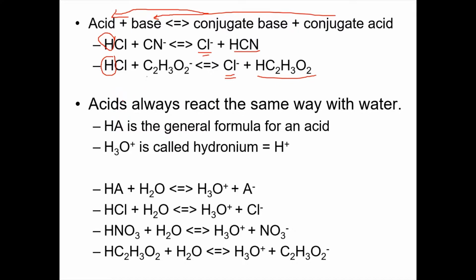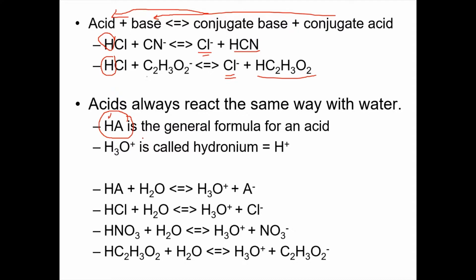You can think of water as being an acid and sometimes a base. It's neutral. Sometimes it's an acid, sometimes it's a base. So acids always react the same way with water. If I represent just any old acid as HA, why do I use HA? A for the acid, and the acids always have a hydrogen. That's why I put the H in the front. So just so you know what I'm doing over here.